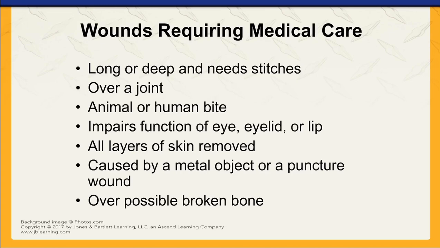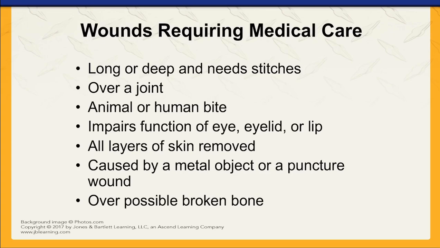So, wounds that require medical care. We're talking about long or deep wounds that need stitches. We're talking about wounds that may occur over a joint. It could be a bite from a dog, a cat, any type of animal. It could be a domesticated animal, or it could be a wild animal for that matter. Or it could also be a human bite.